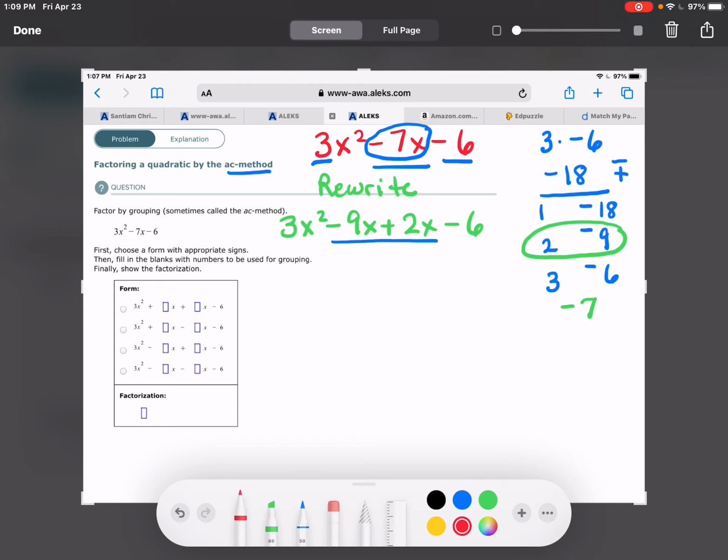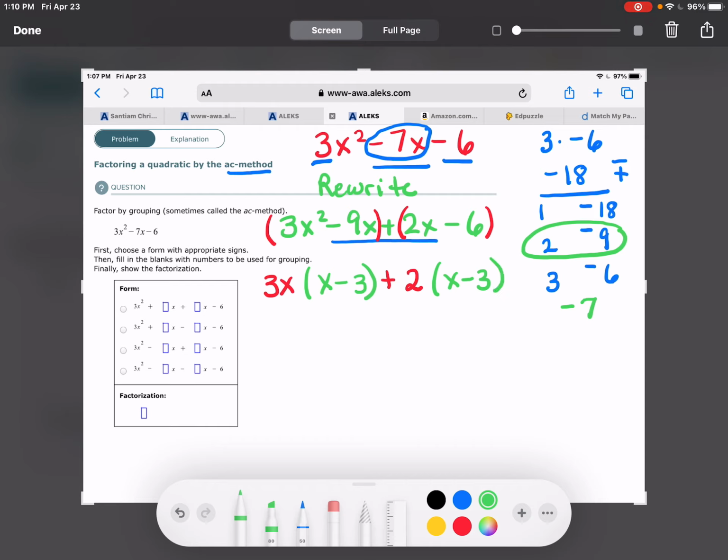And the next step is to factor by grouping. So I'm going to have that first group and the second group. 3x squared minus 9x has a common 3 and a common x. So we're going to factor that out and leave behind an x minus 3. Use the distributive property to check that if it doesn't make sense. And then we're going to factor out a 2 from the second group, leaving behind x minus 3.